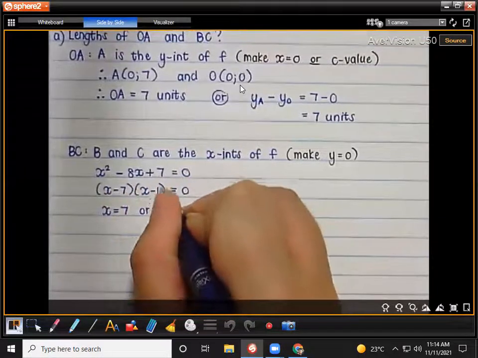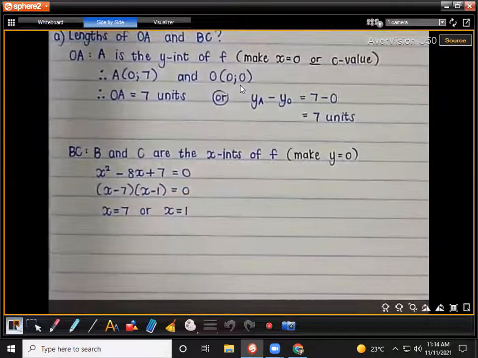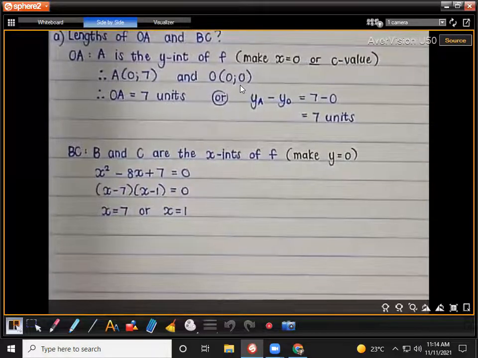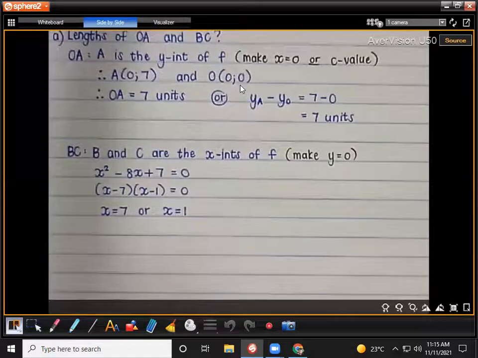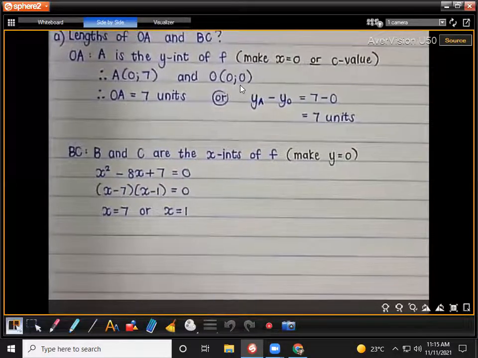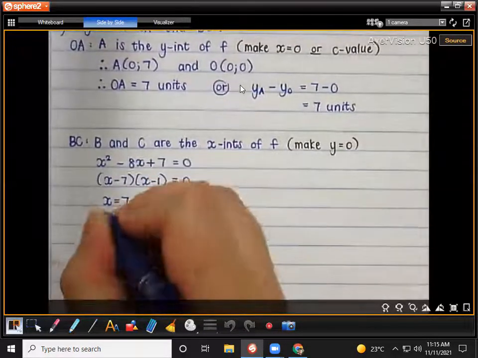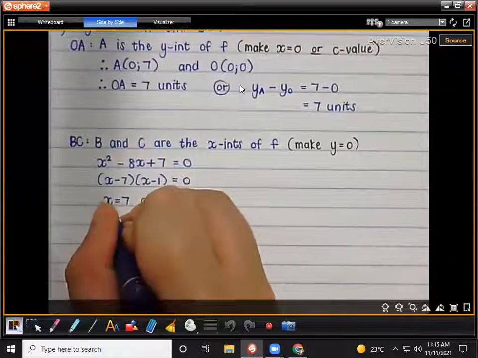7, or, please guys, you always have to write or, okay? I know that they are both X-intercepts, but this is just a notation thing. X can't be equal to two values at the same time, which is why we write or. Okay, so therefore, B is the point.